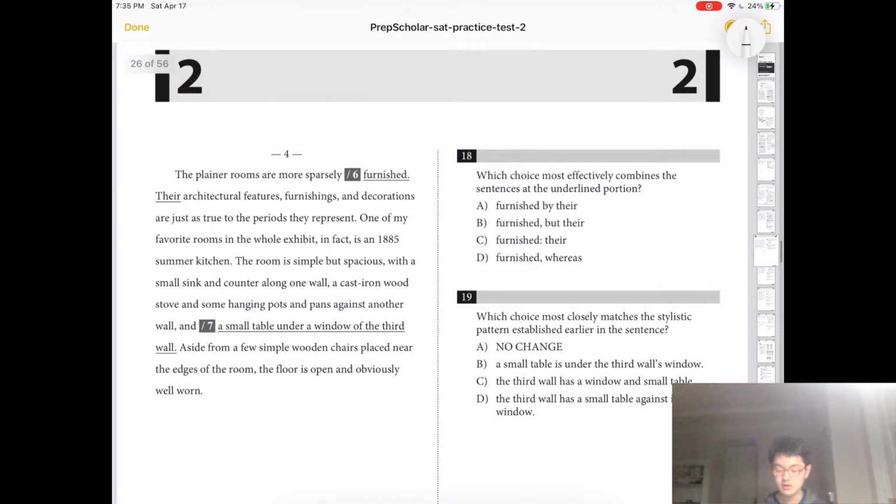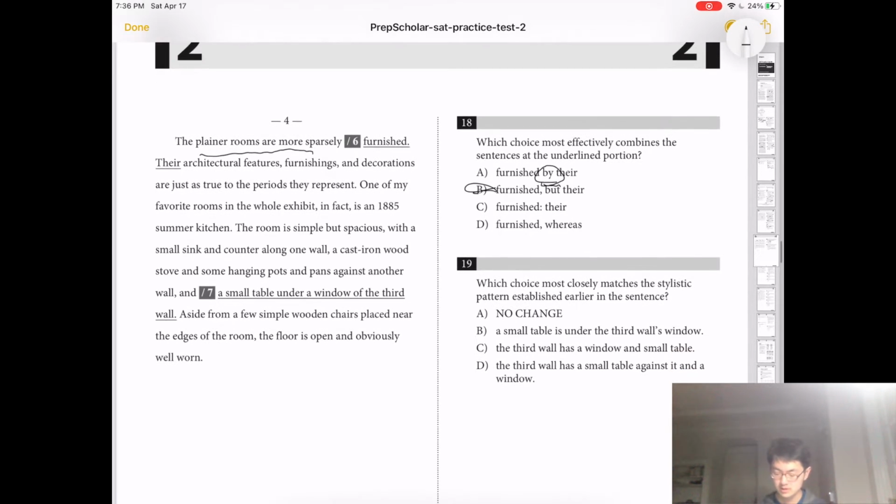Number 18, the planning rooms are more sparsely furnished. Their architectural features. Okay, we want to combine those sentences. It shouldn't be "by" because they're not furnished by architectural features. They're not sparsely furnished by architectural features. So I think it should be B because they're sparsely furnished, but they still have architectural features and furniture that fits their time period. That's what it's emphasizing.